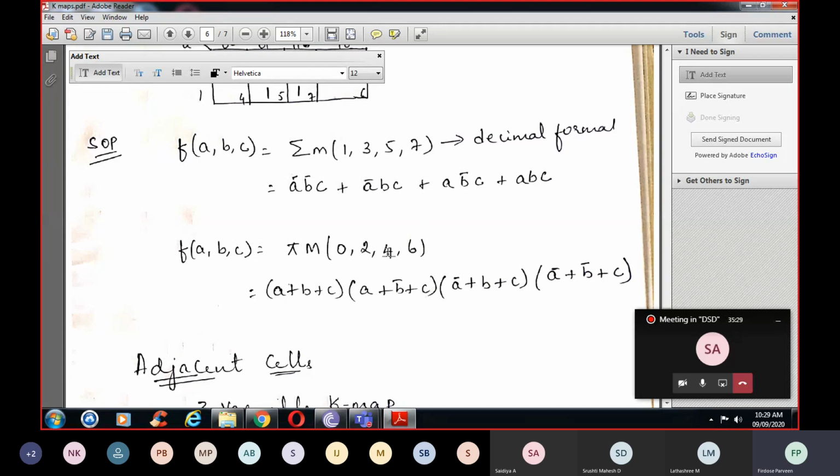4 is 1, 0, 0. 1 means with bar, so A bar, B, C. 6 means 1, 1, 0. Again, I'm telling you, 1 indicates with bar. That is A bar, B bar plus C. So A bar plus B bar plus C. Okay, so this is how to write SOP and POS seeing the K-map.